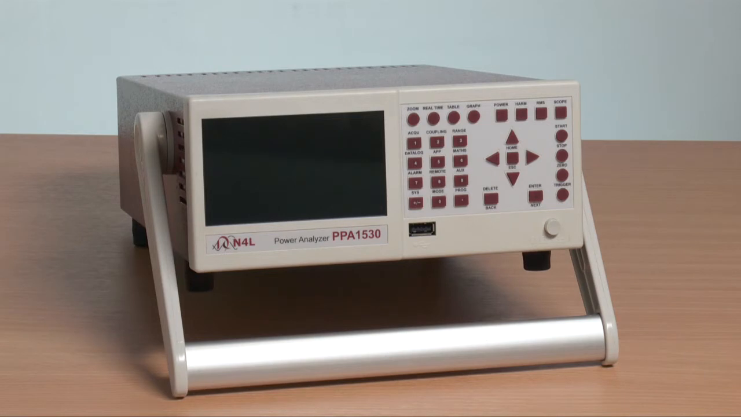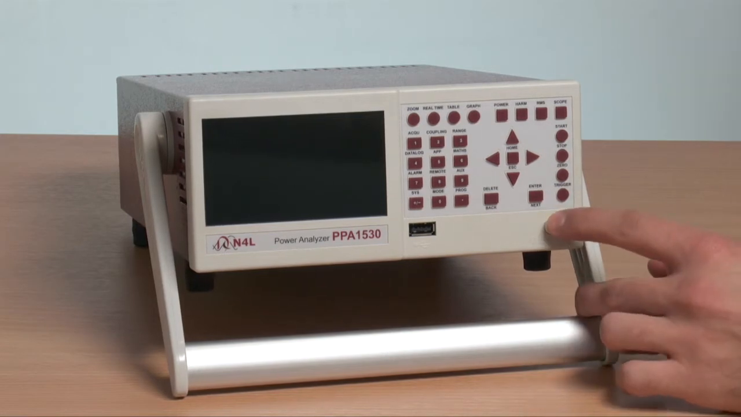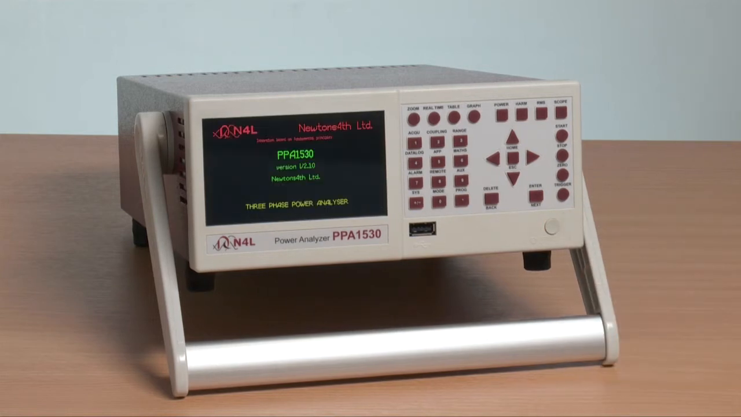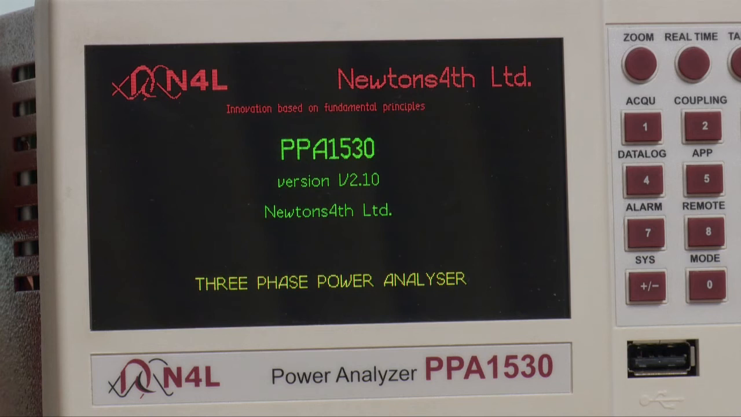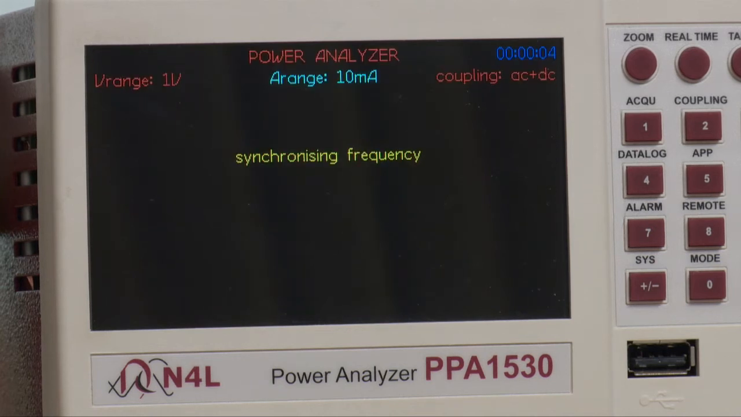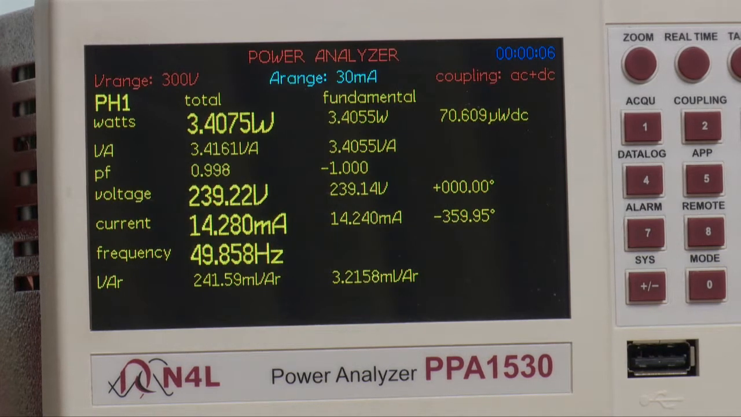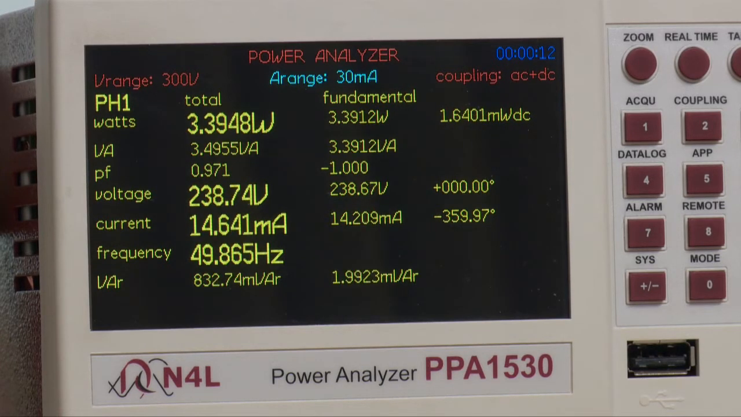this product. We have a load already connected, so we can switch on the instrument and see the power up routine. First, the display will show instrument details while carrying out a self-check, and then automatically detect the input frequency and optimum ranges for the input being measured. Immediately, you see the power in terms of total values, fundamental values plus DC power, and phase angles.